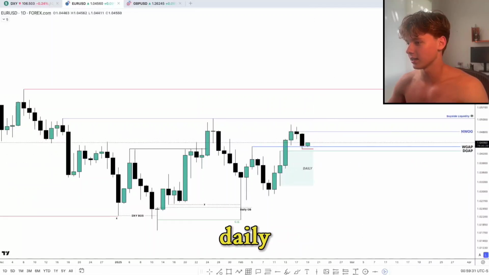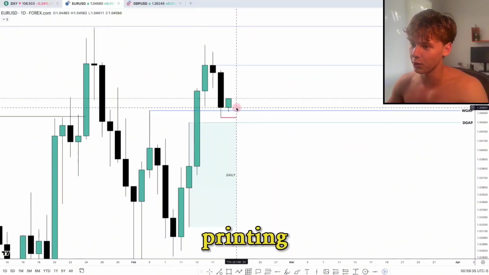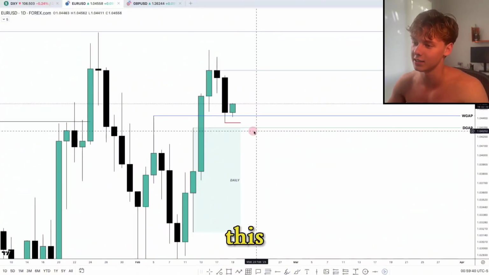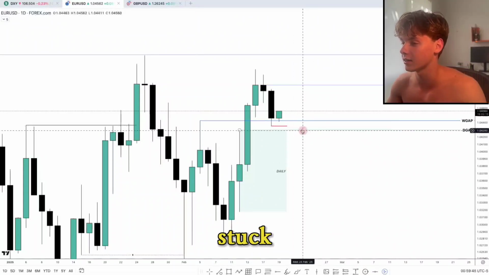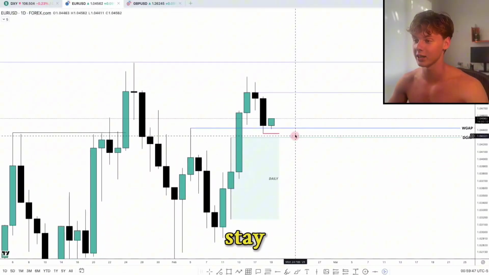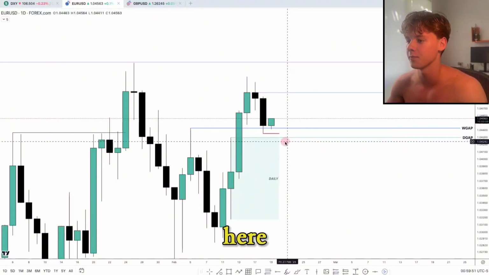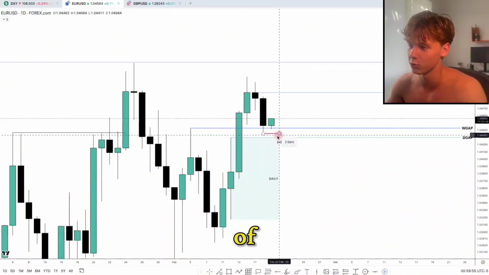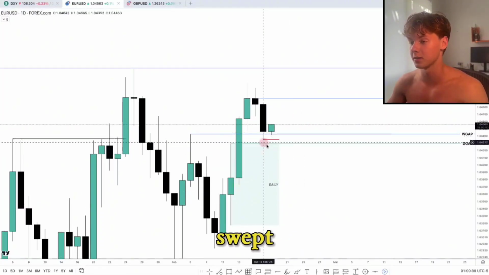Dropping down to the daily time frame, what do we see? We have closed this weekly gap. We are currently printing what looks like a bullish candle. However, this daily gap is still open, and this is what I've been looking at for the whole week. I stay confident in that bias. I would like to see price come down lower into here before I start taking my trade. This is the previous daily low, an area of liquidity, and this is what I would like to see being swept before going long.